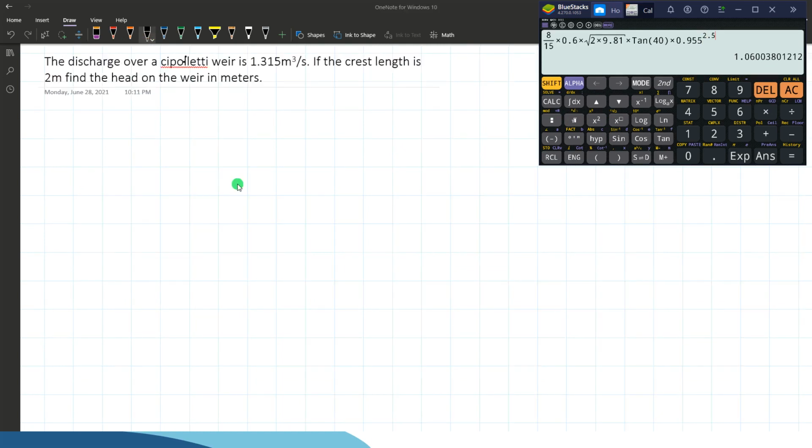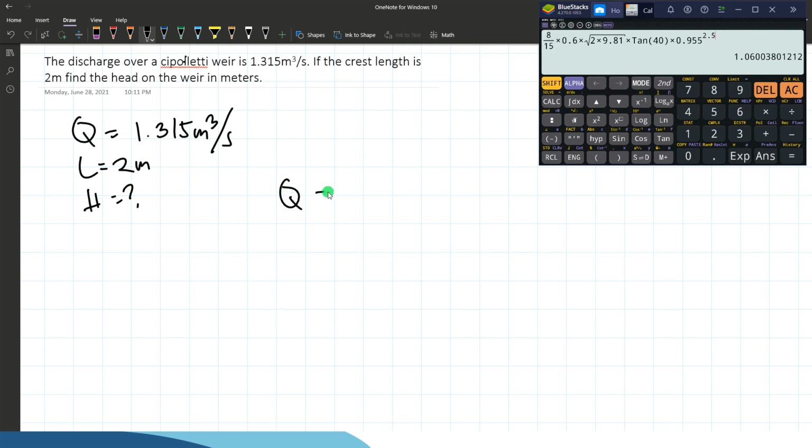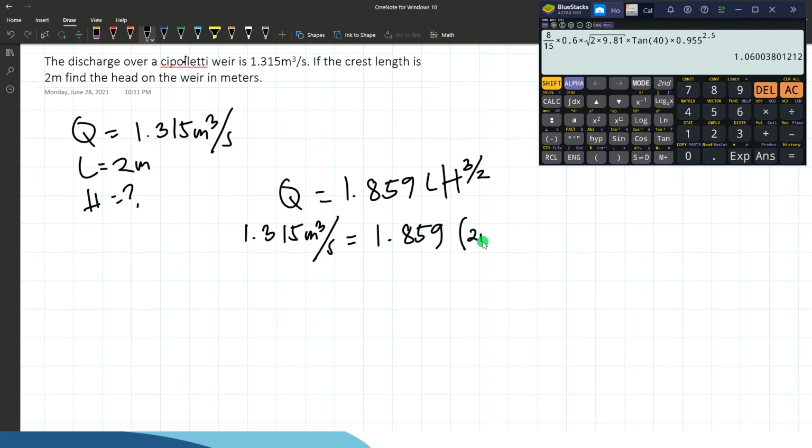Next problem. The discharge over a Cipolletti weir is 1.315 cubic meters per second. The crest length is 2 meters. Find the head. So the formula for a Cipolletti weir, which is a trapezoidal weir, is 1.859 L H raised to 3 halves. Now substitute all the given. 1.315 cubic meters per second equals 1.859, length 2 meters, H is unknown, raised to 3 halves.